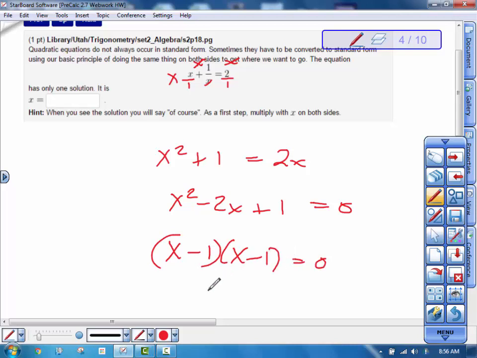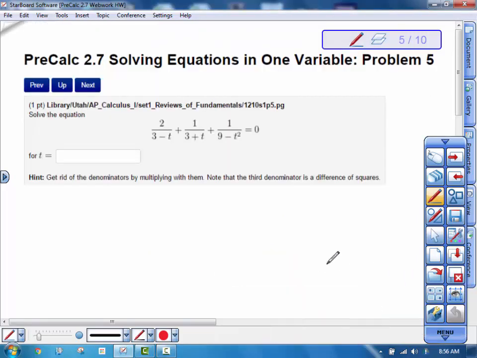So the solution is x equals 1. And that should work here. If you try 1 plus 1 over 1 equals 2, that's true. So x equals 1 is the one solution. Okay, another one of the same type of things.